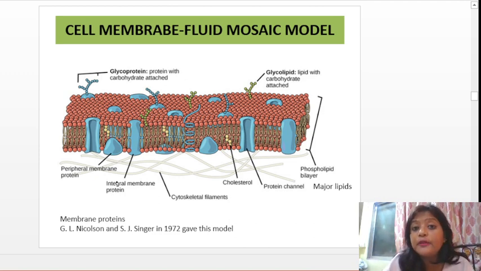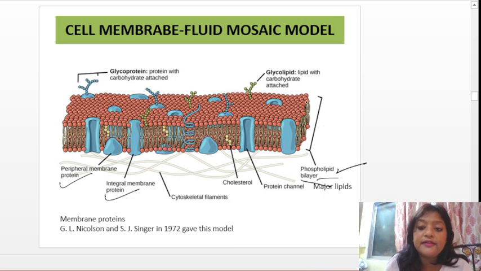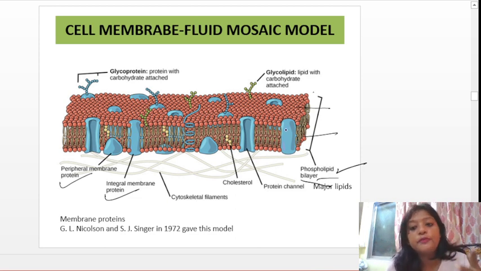You can see phospholipids out here. This is a major lipid present in the cell membrane. There are two membrane proteins known as the peripheral membrane protein and the integral membrane protein. Remember, the peripheral membrane protein lies towards the outside of the lipid bilayer. Basically, the cell membrane is a phospholipid bilayer. You can see two layers are there, this one layer and this one layer. It's a phospholipid bilayer.